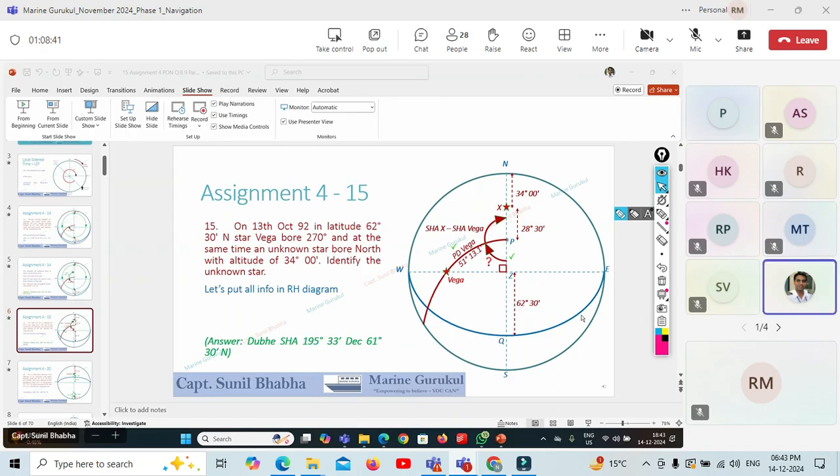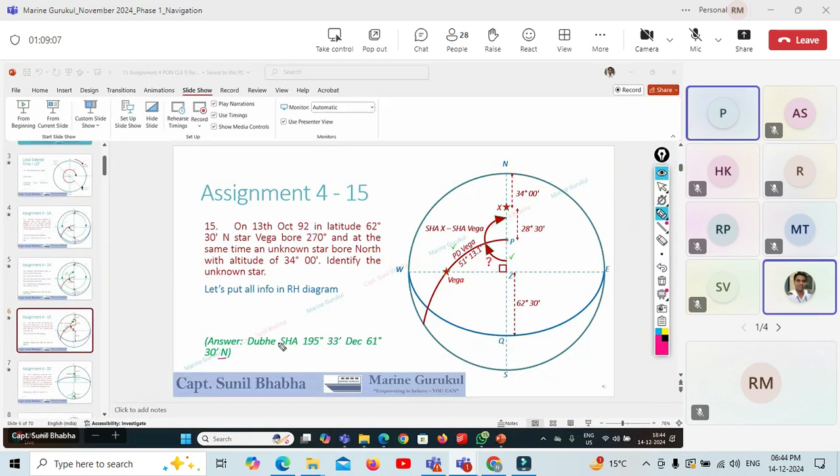Yes sir. Okay. Tell me, beta, this pole in the diagram, is it the north pole or the south pole? It's the north pole, sir. If you are 28 degrees away from the north pole, are you in the north hemisphere or south hemisphere? North hemisphere, sir. So this body is in the north hemisphere. That's why the declination is north. Okay sir. Clear? Yes sir.